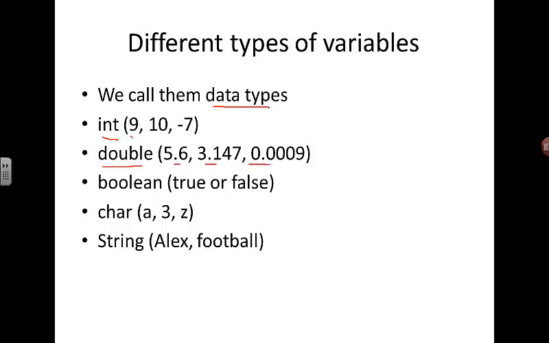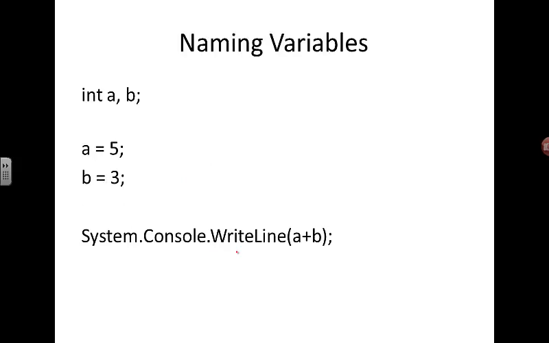And with the data type, you have to use the right number. You can't use a decimal number in an int data type. What that will do is actually drop off that portion and just call it 5. Then there's Boolean, which is true or false. We have characters such as letters A, 3, Z, and then we have string for names like Alex or football. Okay, so those are some data types.